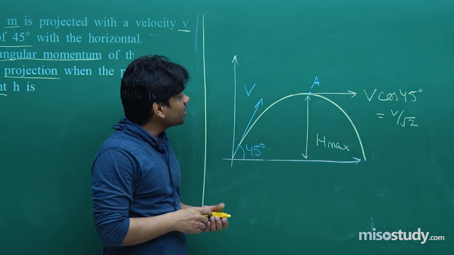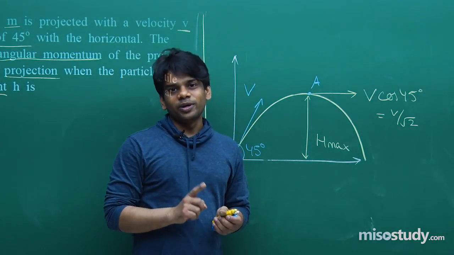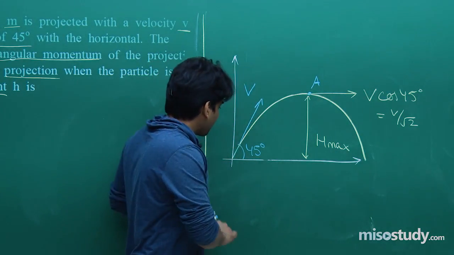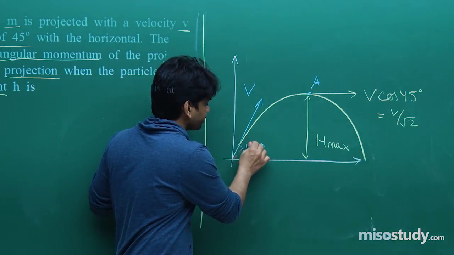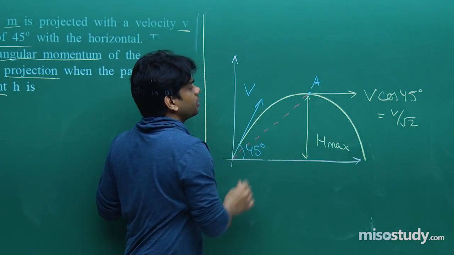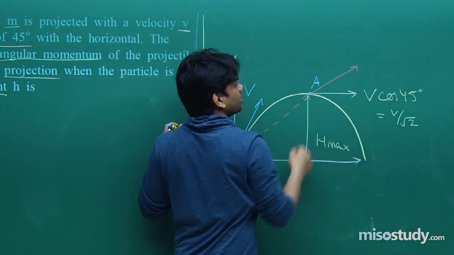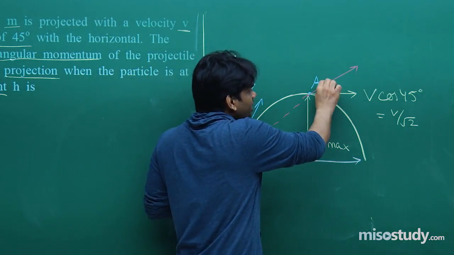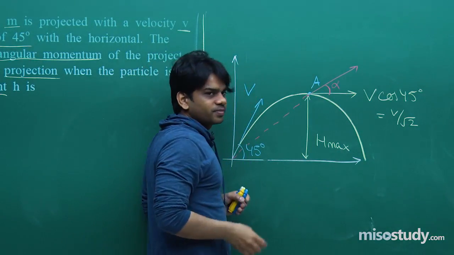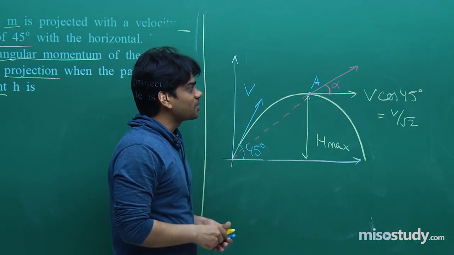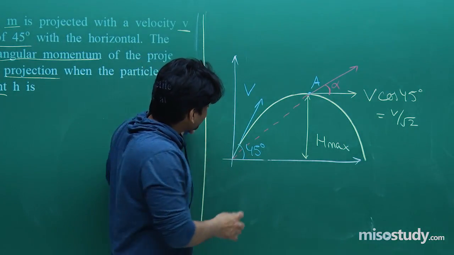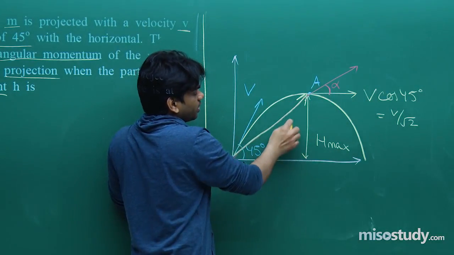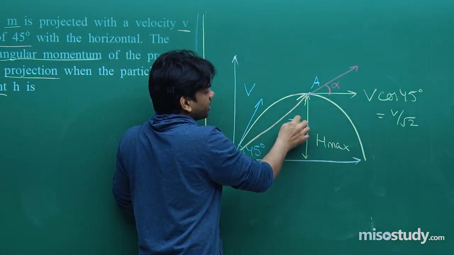Now it is given that you have to find the angular momentum about the point of projection. Let me join this and extend this. So we are interested in finding the angular momentum. This angle, let's say it's alpha. I hope you can clearly see this angle alpha. Now try to understand, this will be the length vector, or let's say the r vector.